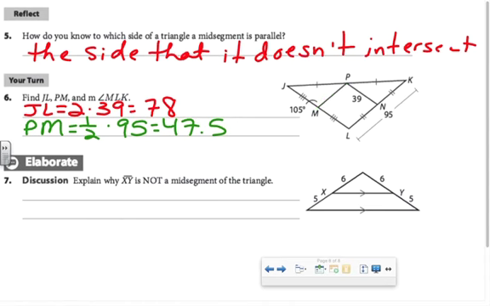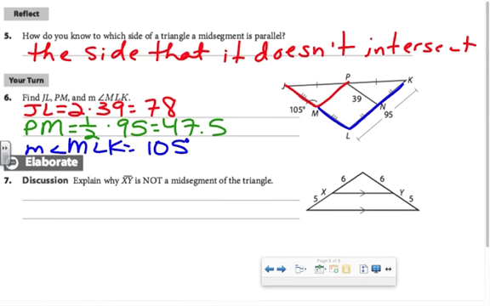Finally, we're asked for the measure of angle MLK. Since it is a corresponding angle to angle JMP, it will equal JMP. So measure of angle MLK equals 105 degrees.